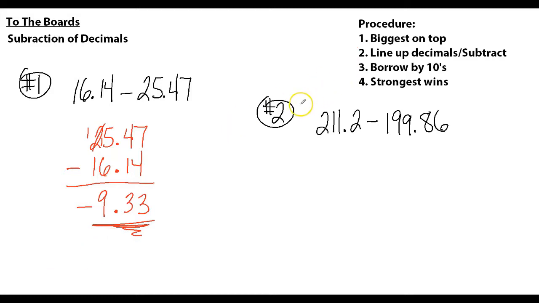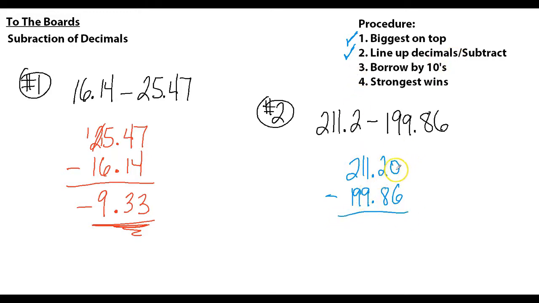Let's try question number 2. Again, we need to put the biggest number on top. I've got 211 and 199.86. So the bigger number is 211, and my smaller number is 199.86. Make sure that all my decimal places line up. Yes, yes, yes, yes, yes. I'm going to go ahead and put a 0 here because I want everything to line up nice.